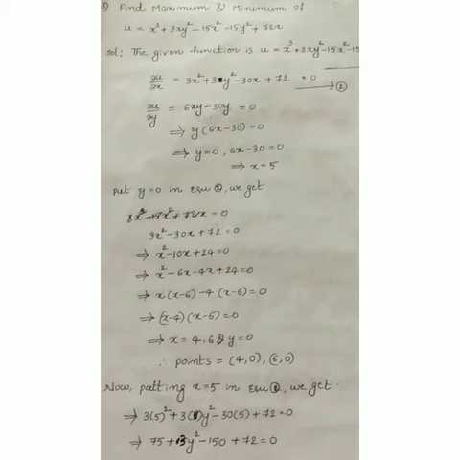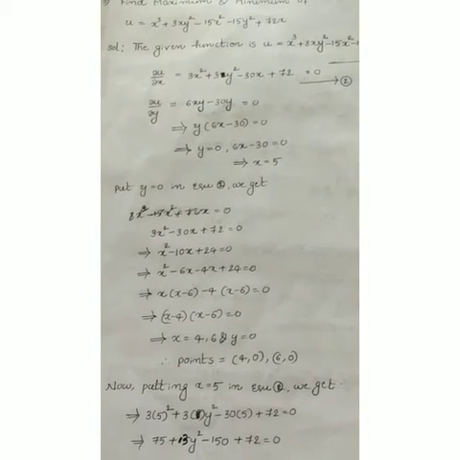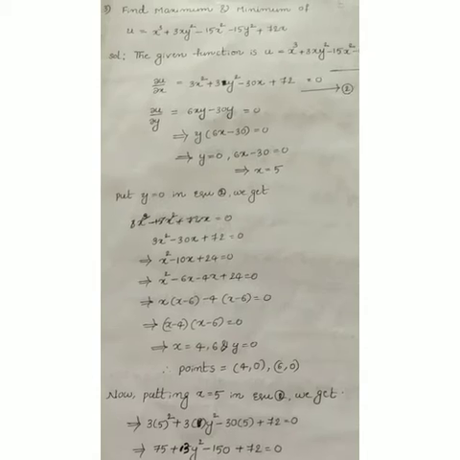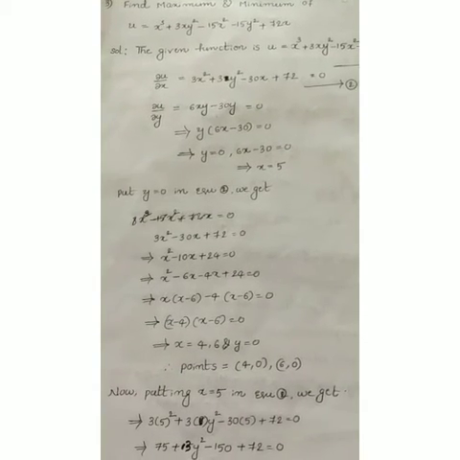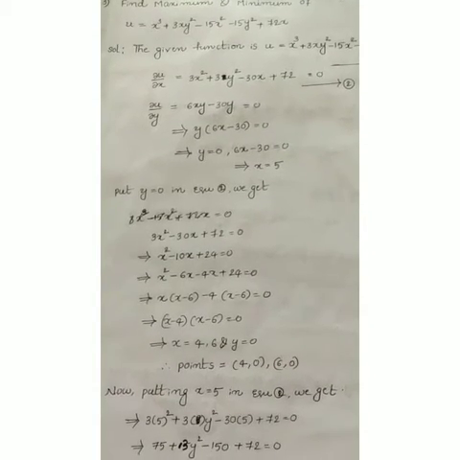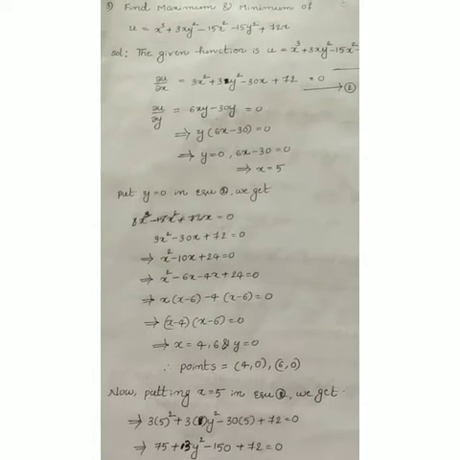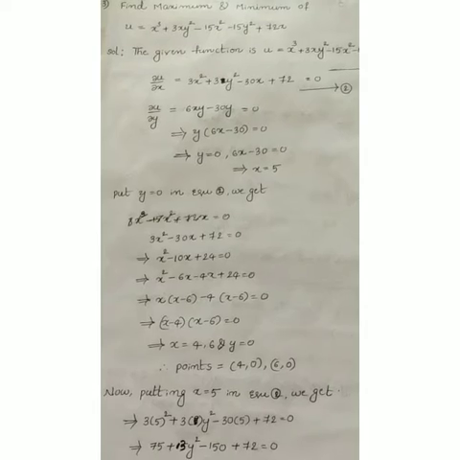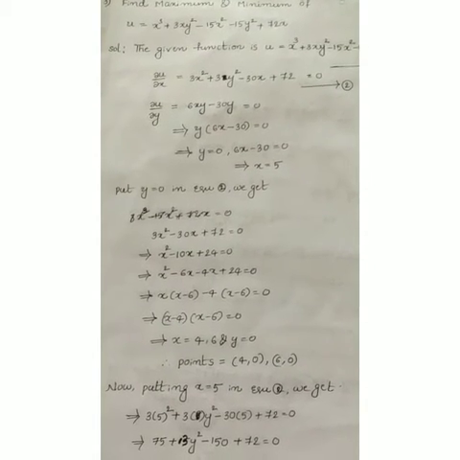Today we will discuss some other problems on maxima and minima of functions of two variables. Let us see the first question. Find the maximum and minimum of the function u equal to x cube plus 3xy square minus 15x square minus 15y square plus 72x. Then we have to find at which point the given function has maximum or minimum.